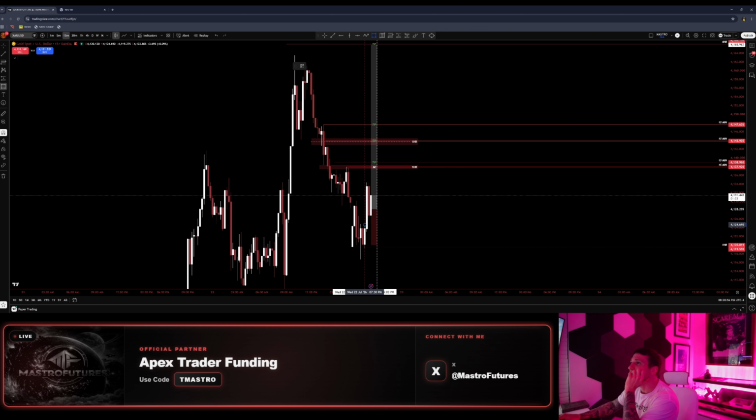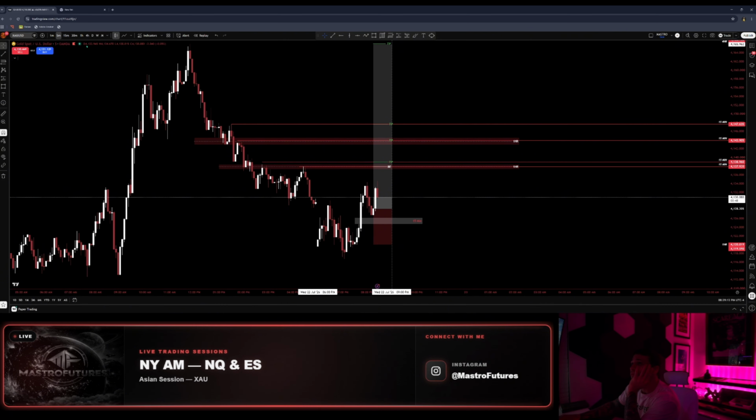I would really think price would at least want to come into these hourly gaps above before reversing. That's why I have partials in those areas, but we did just sweep this draw. Again, if we break structure on the 5 minute time frame back to the downside, I most likely will cut this trade.